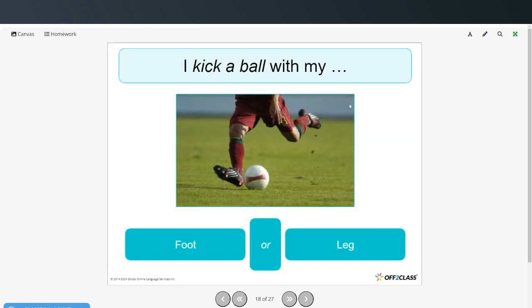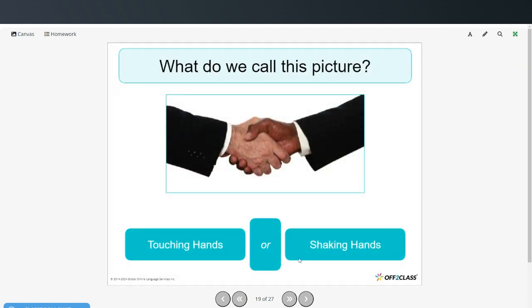Alright, so now see if you can choose the correct answer. I kick a ball with my, which should be foot. And what do we call this picture? Is it touching hands or shaking hands? This is shaking hands.